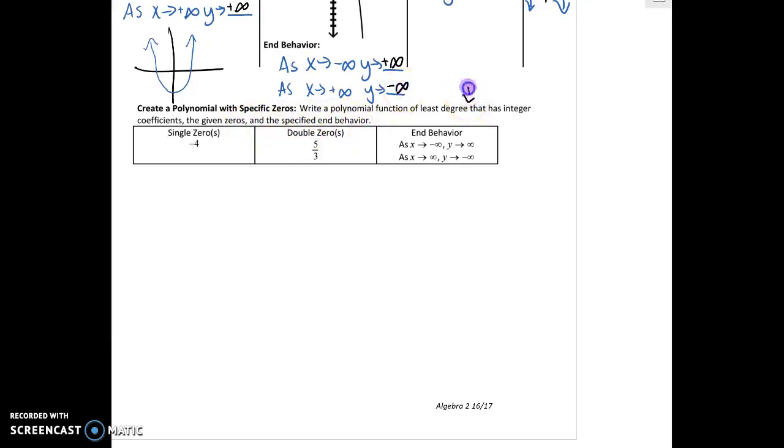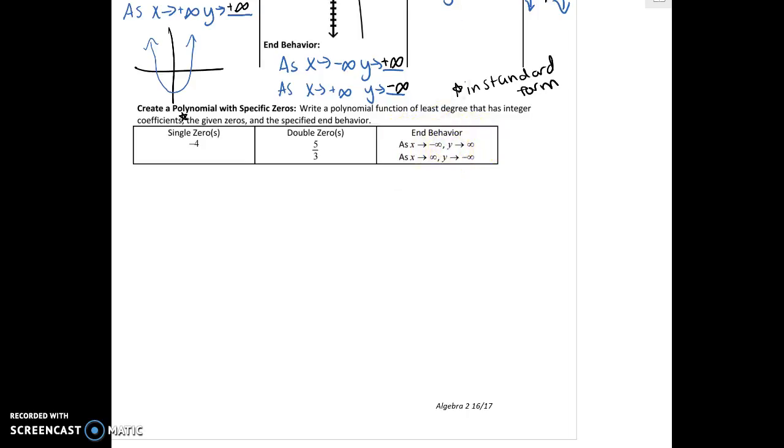We're just going to add in here in standard form that has integer coefficient. I guess the standard form could go here. So we're going to add that here. So it says write a polynomial function of least degree that has integer coefficients in standard form, the given zeros, and the specified end behavior. Okay, so this is kind of taking a lot of different skills that you guys have and putting it into one problem. So here I want you to have a single zero at -4, a double zero at 5/3, and I want your polynomial to have this end behavior.